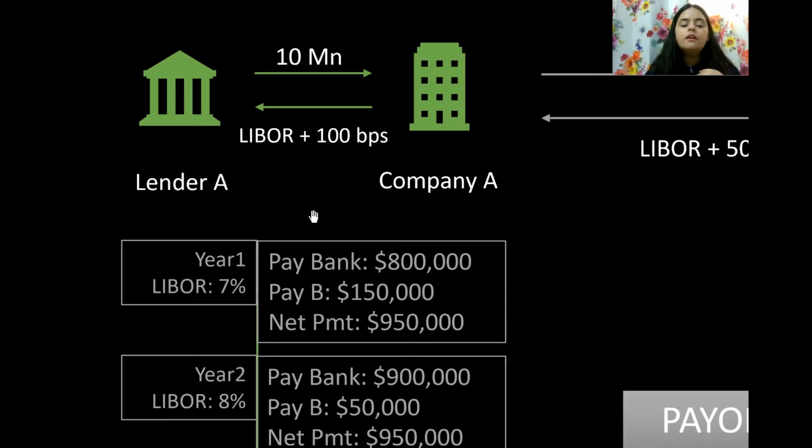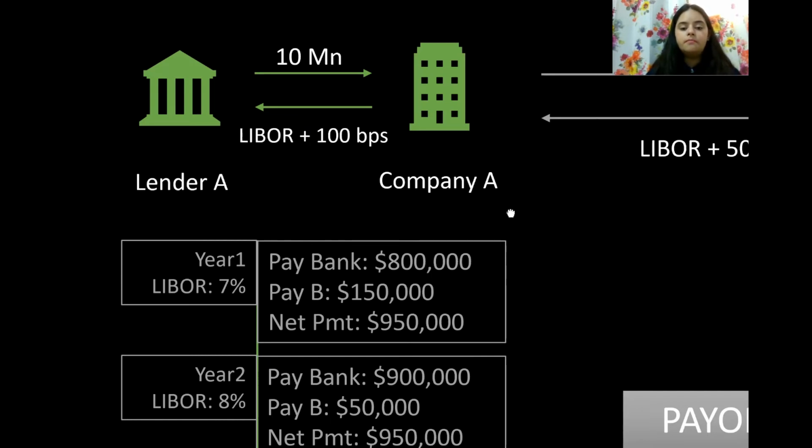So in year one, there is LIBOR at 7%. Company A will pay the bank an amount of 7 plus 1%, 8%. The lender A will be paid an amount of 8% of 10 million, $800,000.